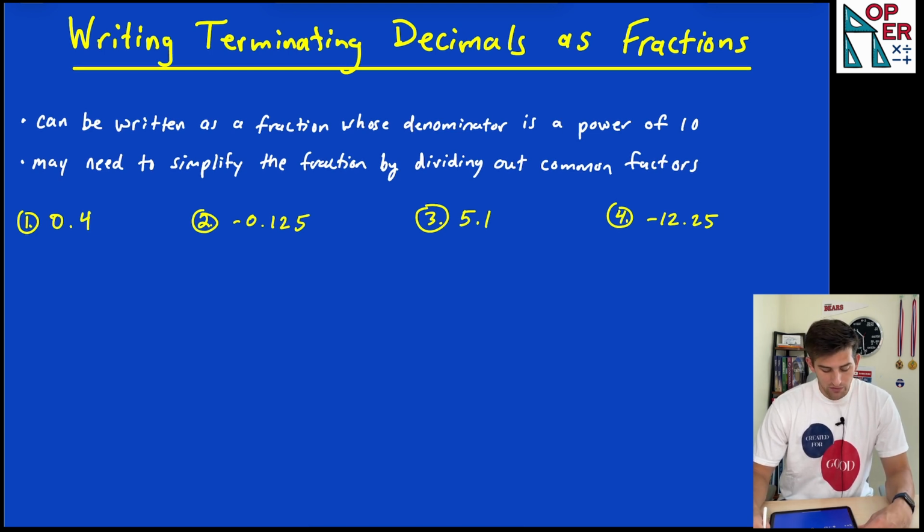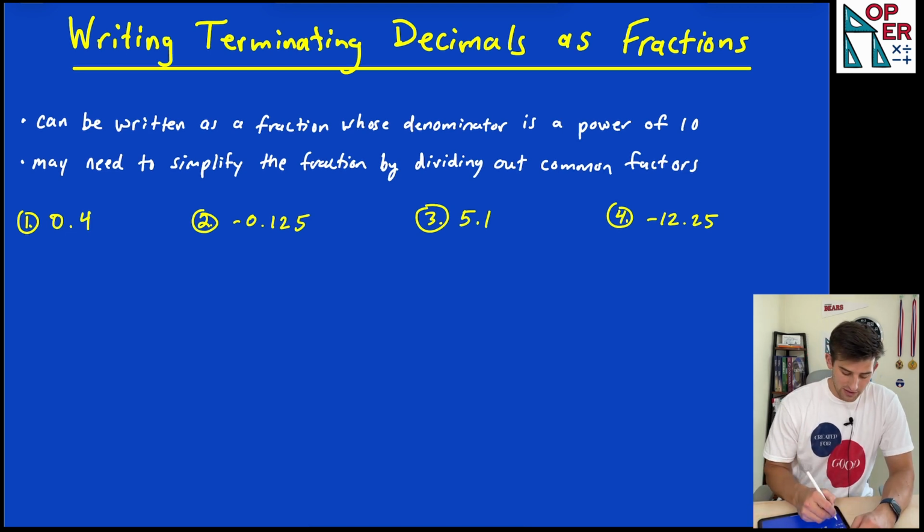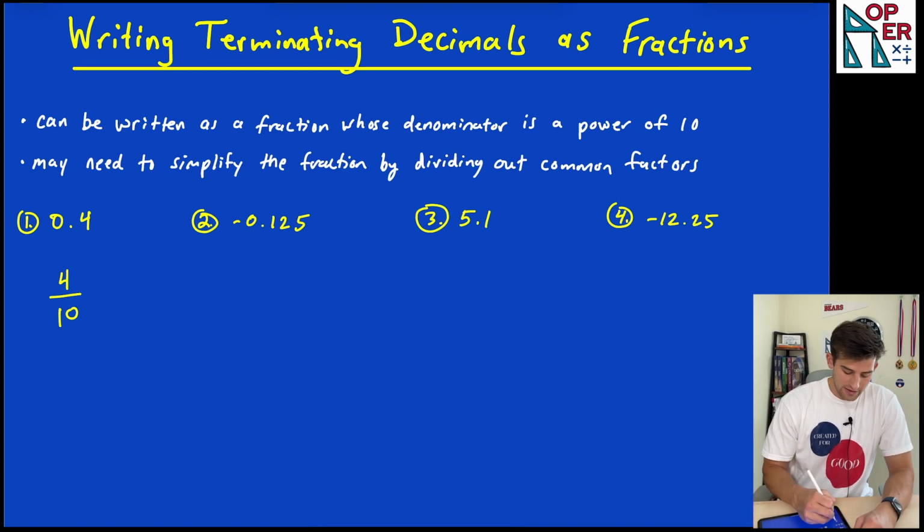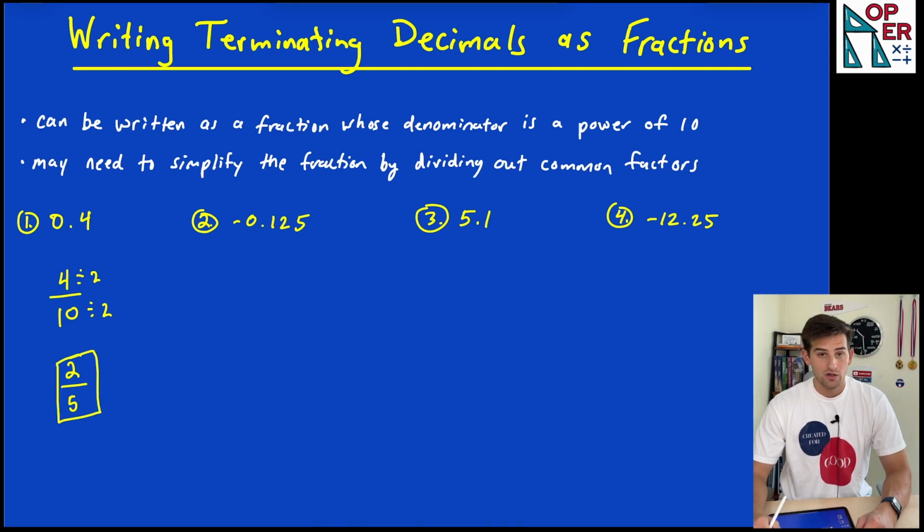Number one, we have 0.4. We could read this as 4/10, right? Which means we could write it as 4 over 10. Now 4 and 10 both have a common factor of 2, so let's divide out 2. So divide by 2, divide by 2. So 4 divided by 2 would be 2, and 10 divided by 2 would be 5. So my fraction for 0.4 would be 2/5.